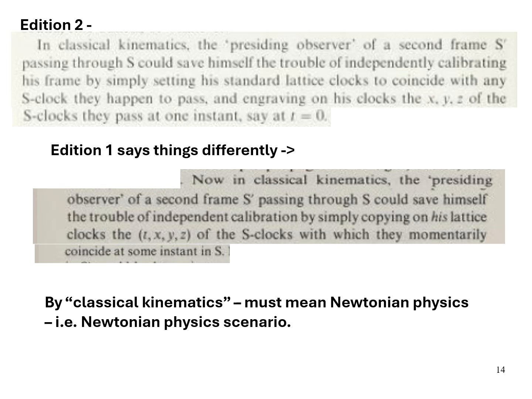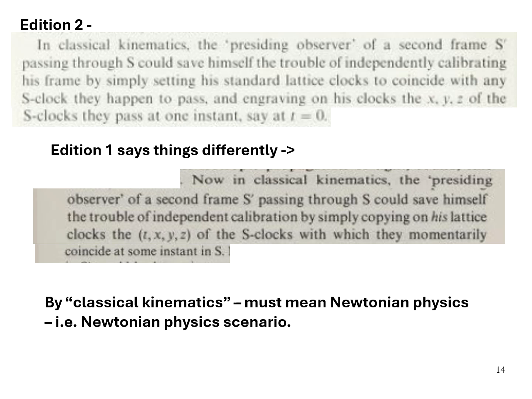Anyway, carrying on, edition 2 says, in classical kinematics, the preceding observer of a second frame, S prime, passing through S, could save himself the trouble of independently calibrating his frame by simply setting his standard lattice clocks to coincide with any S clock they happen to pass, and engraving on his clocks the X, Y, Z of the S clocks they pass at one instant, say at t equals 0.